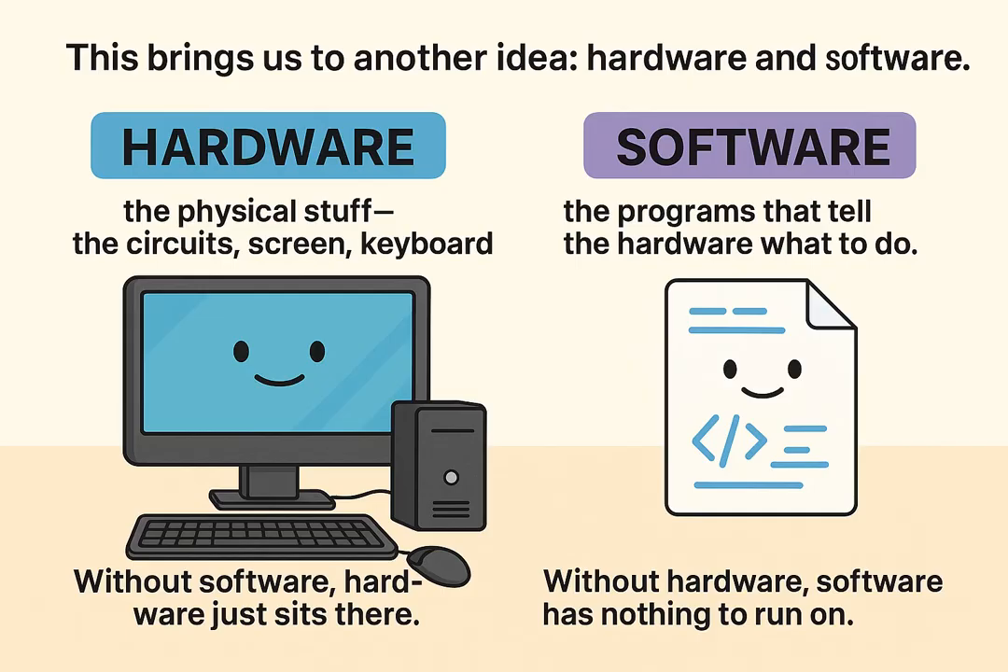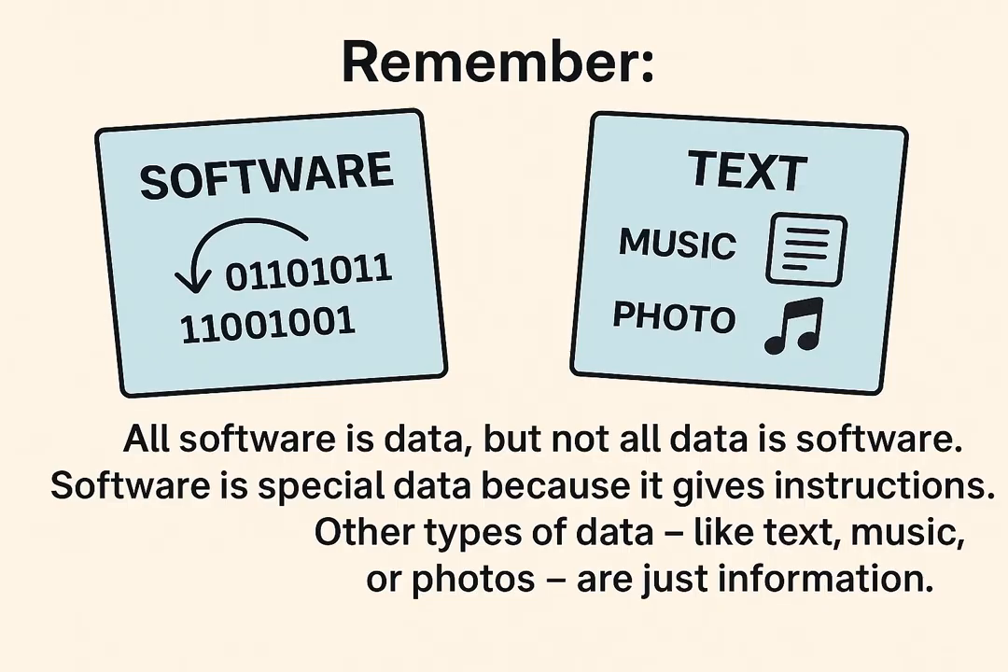This brings us to another idea, hardware and software. Hardware is the physical stuff, the circuits, screen, keyboard. Software is the programs that tell the hardware what to do. Without software, hardware just sits there. Without hardware, software has nothing to run on. They always work together. Finally, remember, all software is data, but not all data is software.